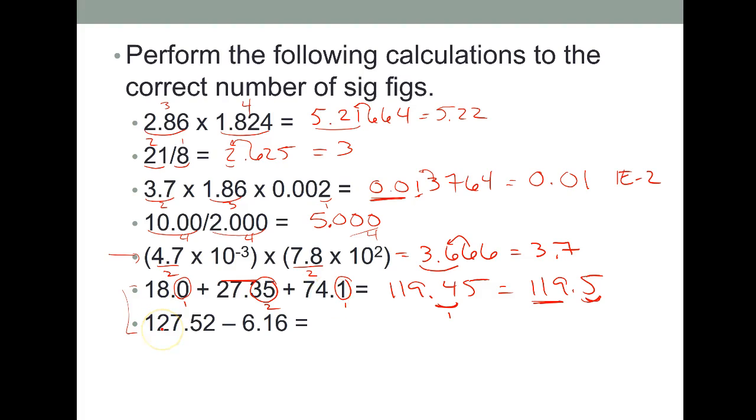And then this last problem actually illustrates primarily what you'll be doing in the lab. You're going to have two sig figs after the decimal point. So when you subtract 121.46, two sig figs, you're done. Don't worry about the ones to the left of the decimal point, only the ones to the right.